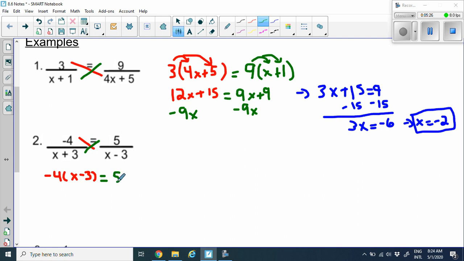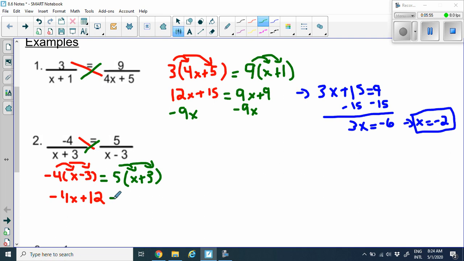Don't forget to make sure you use parentheses, because if not, you're not going to distribute those values correctly. So now I'm going to have negative 4 multiplied by x, and same thing with the negative 3. So I'm going to get negative 4x plus 12, because negative 4 times a negative 3 gives me a 12. And then I do the same thing with my 5.